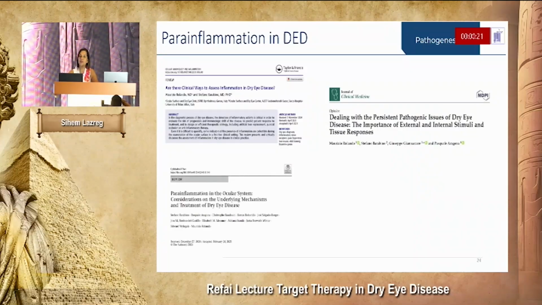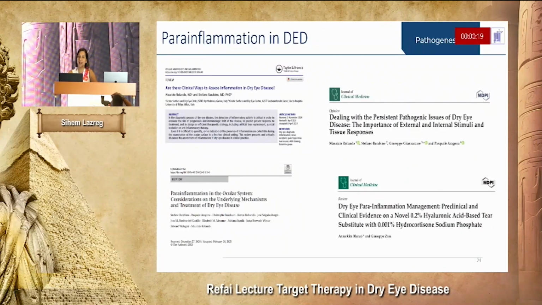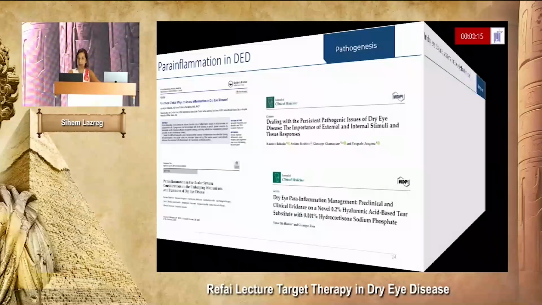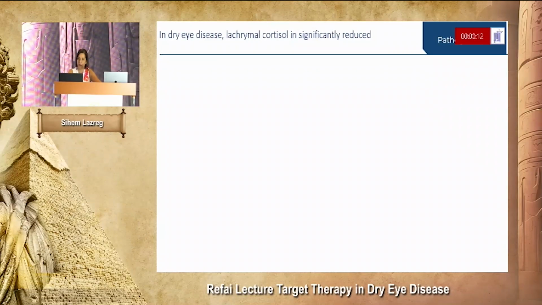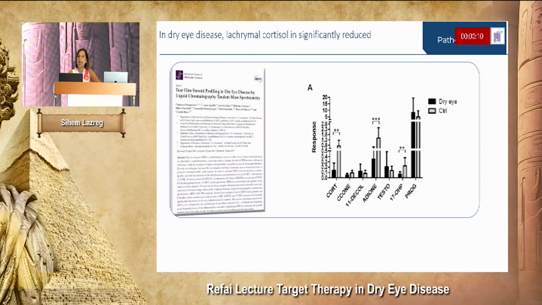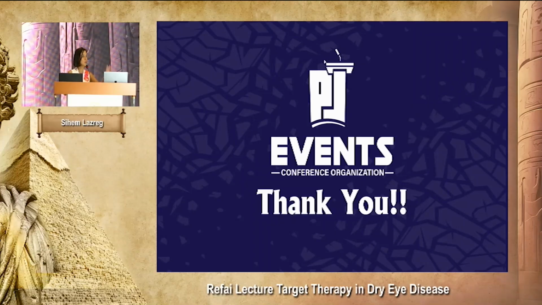Then in dry eye disease, we have many papers, and Stefano Barabino is one of the pioneers of this concept. He's Italian, and he's one of the pioneers in ocular surface as well. And he demonstrated that in the situation of para-inflammation, the amount of cortisone in the tear film is decreasing, and this is the starting of the pathology.